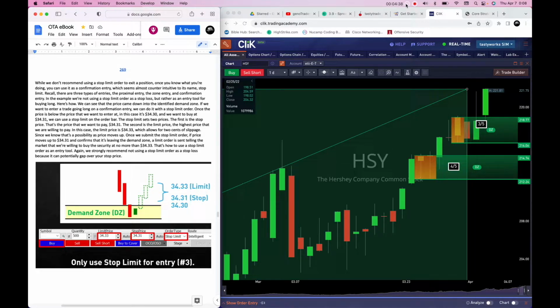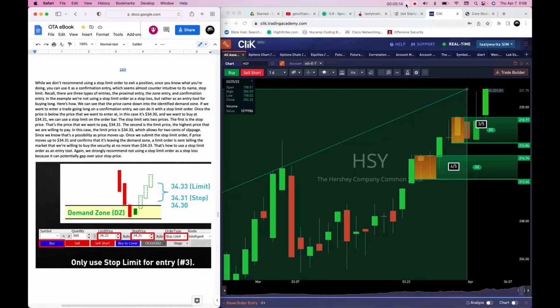Looking at the chart, we can see that the price came down into the identified demand zone. If we want to enter a trade going long on a confirmation entry, we can do it with a stop limit order. Once the price is below the price that we want to enter at, in this case it's $34.30, and we want to buy at $34.31, we can use a stop limit on the order bar.